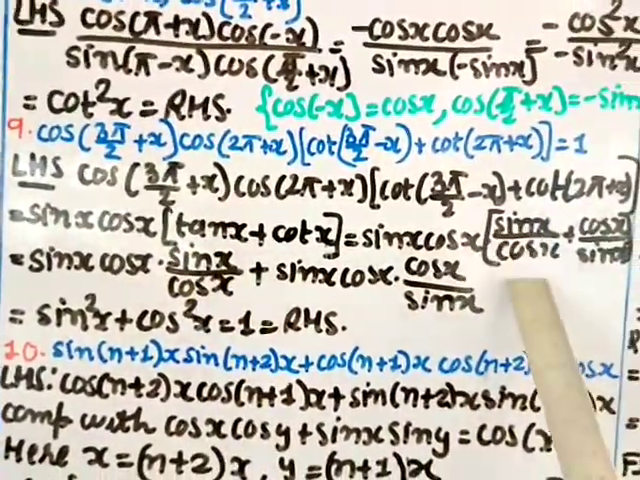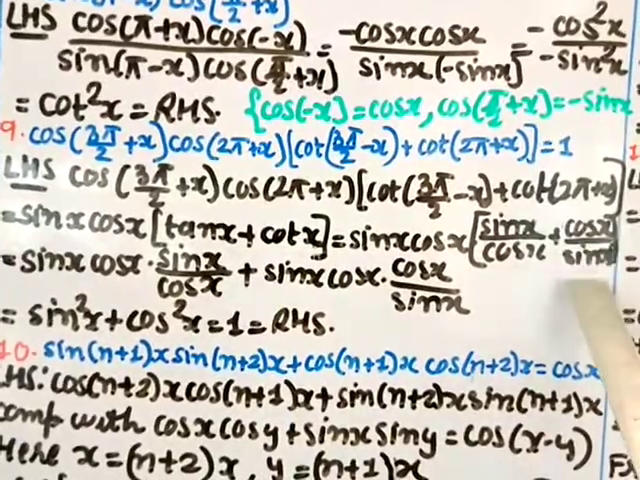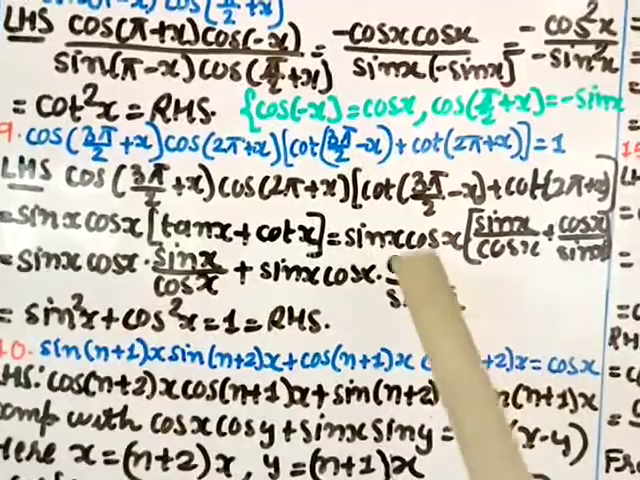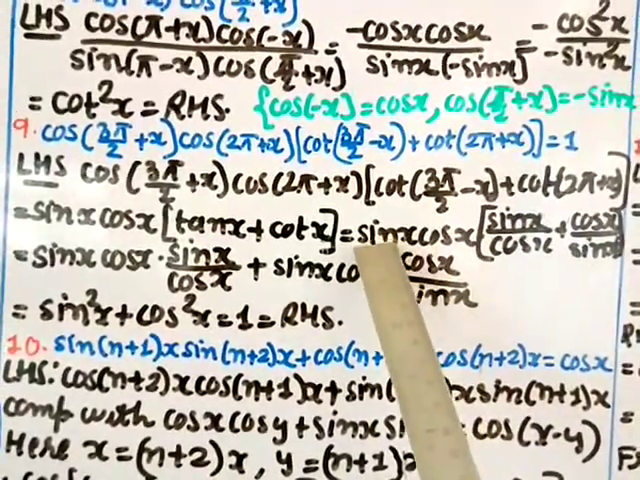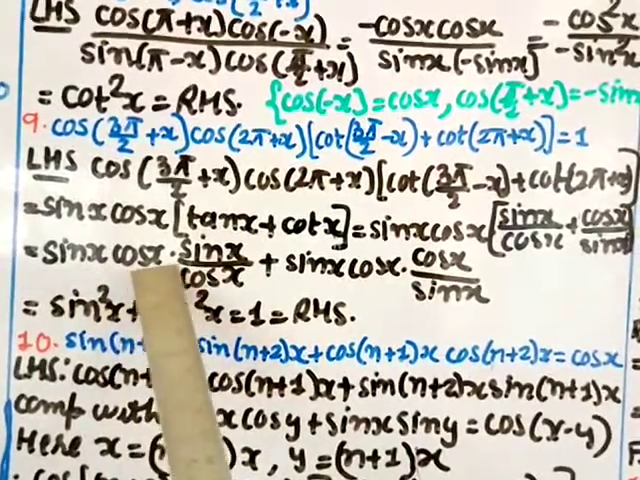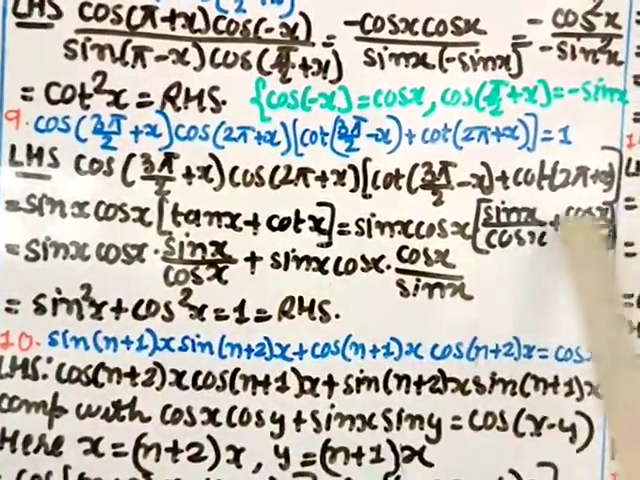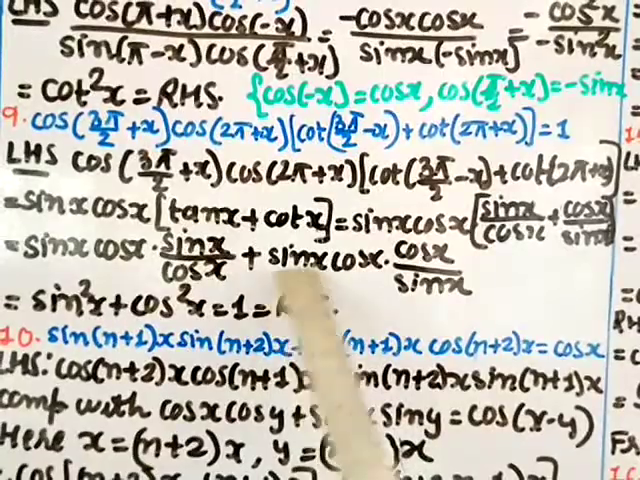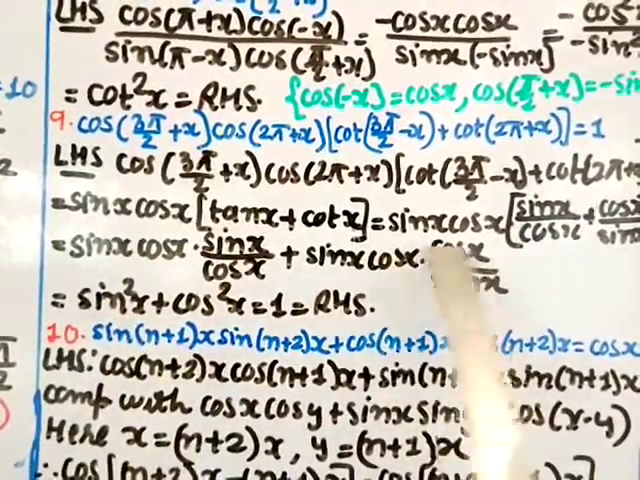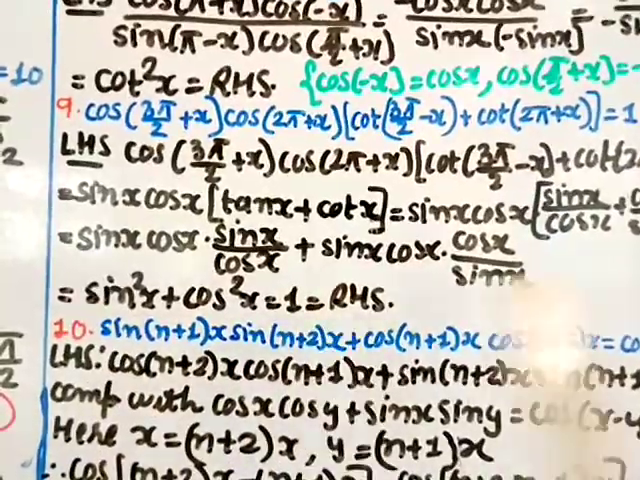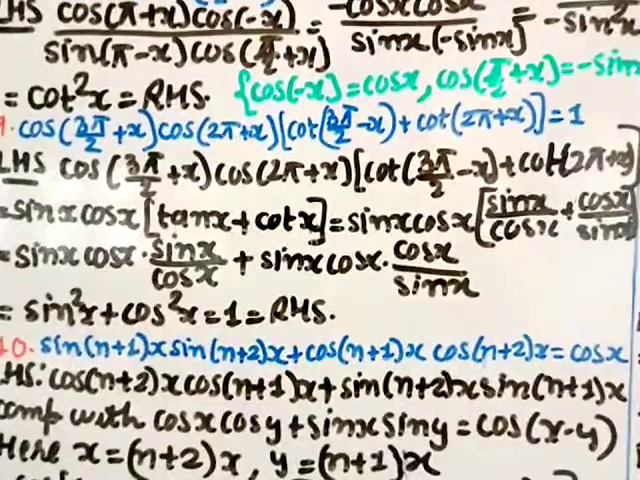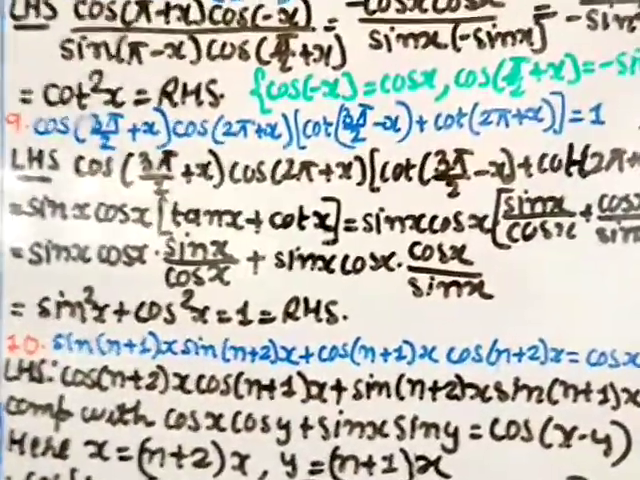Tan I am writing as sine by cos, plus cot can be written as cos by sine. I am multiplying, or you can take LCM also, you will get the same answer, but I am just multiplying inside. So sine into cos, multiply here. Okay, see I have done here. Sine into cos into sine by cos plus sine into cos into this one, cos x by sine x. So sine here cut, cos here cut. So sine into sine, sine square, cos into cos, cos square, sine square plus cos square equal to 1. We know that identity, so answer is 1, and that is your right hand side. So that is the solution for question number 9.